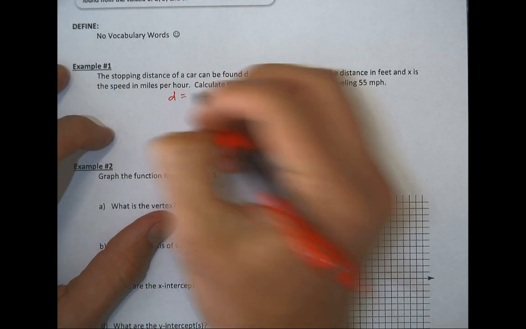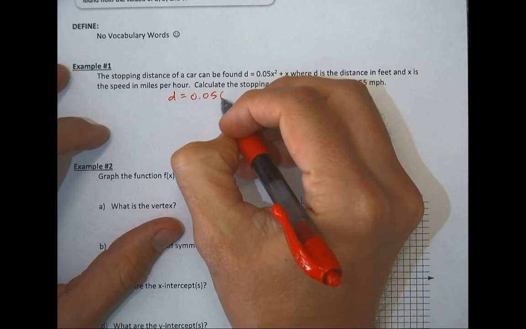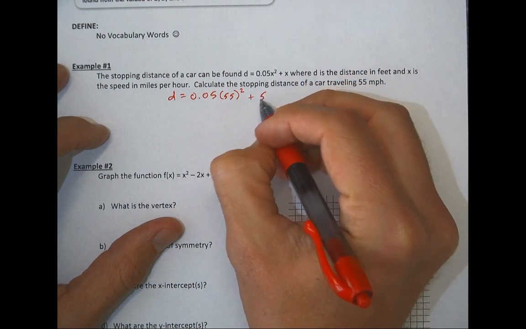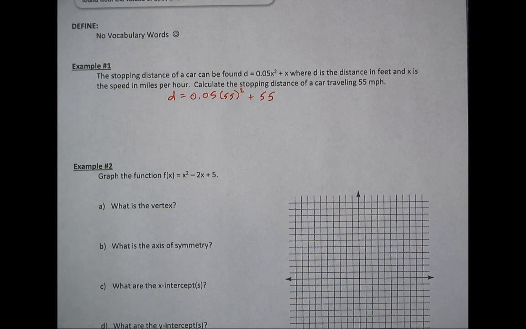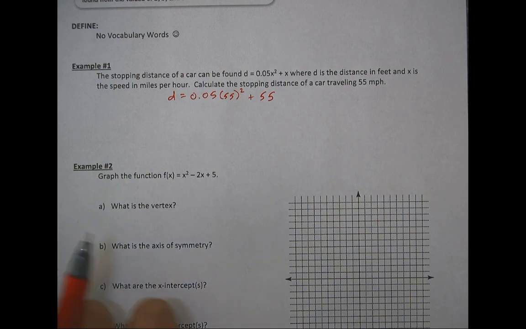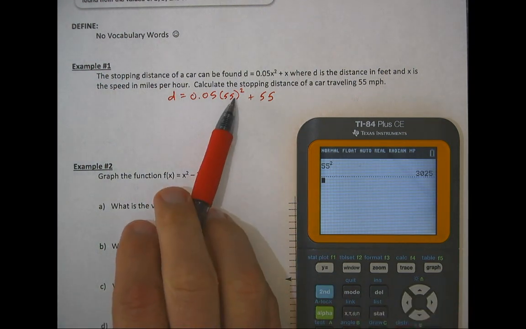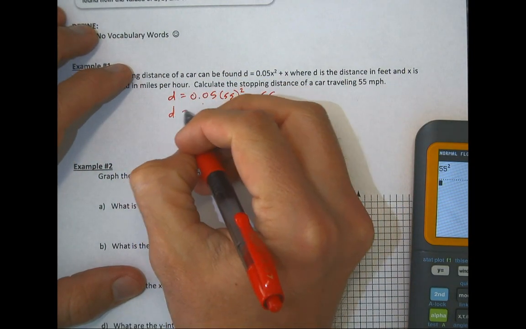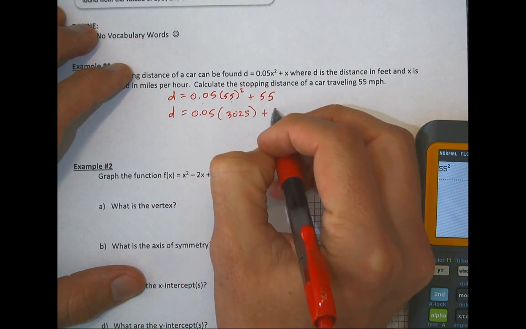So d equals 0.05, and instead of x, I'm going to plug in 55 squared plus 55 again. It gets plugged in both spots. Now we have to follow our order of operations. First I'm going to do 55 squared. Bringing in my graphing calculator, that is 3,025. I have to do that first, and then I'm going to multiply it by this. I'm going to write it out so that we remember exponents come first: 0.05 times 3,025 plus 55.